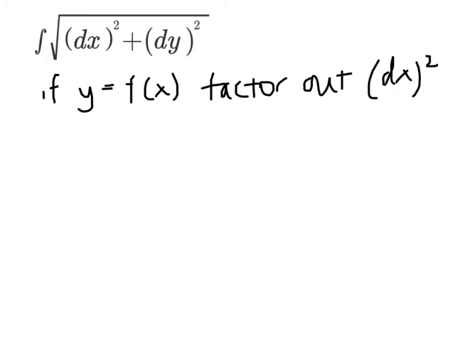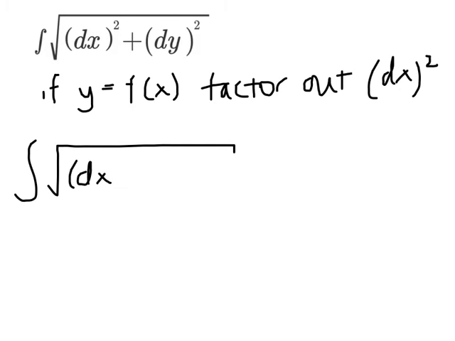Okay, so what that would look like is I'd have the integral of, and I'm going to factor out a dx quantity squared. And if I factor out, I'll have a 1 plus, and if I'm factoring out a dx quantity squared, I don't have a dx quantity squared, so I'd have to have a dy quantity squared over a dx quantity squared.